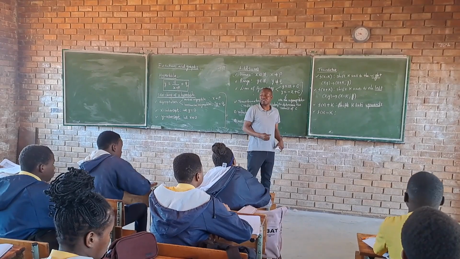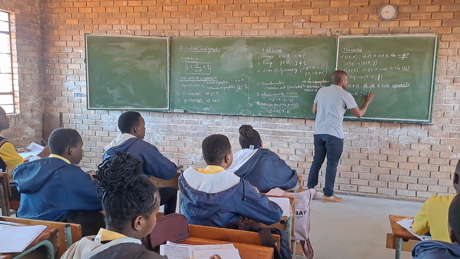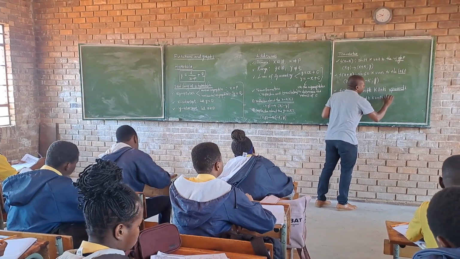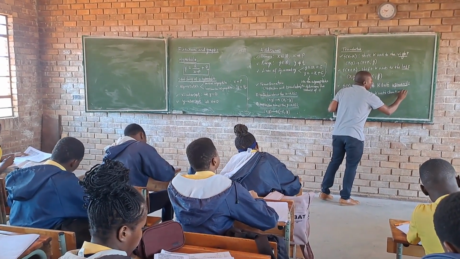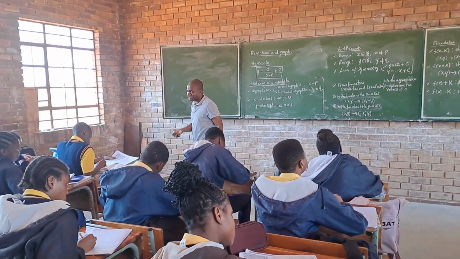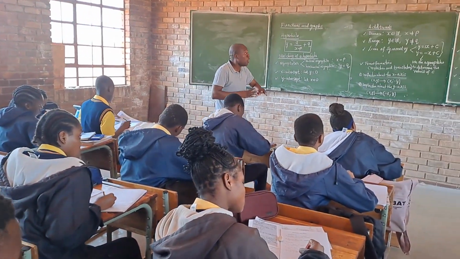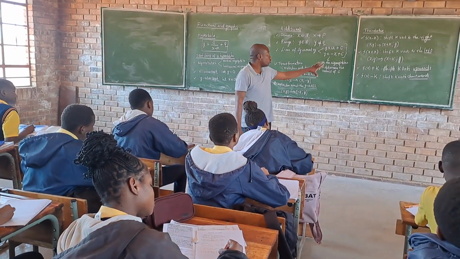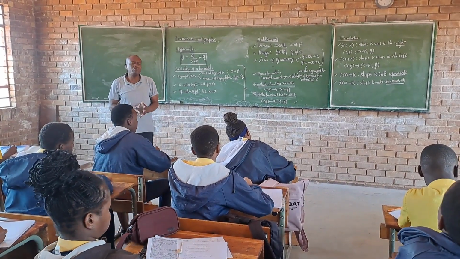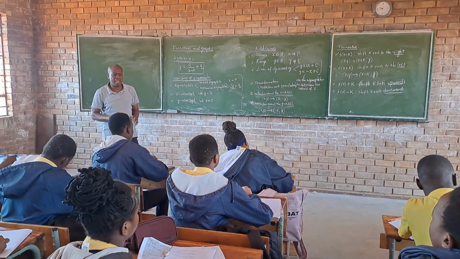Then how about if we have f of x minus k? It's no longer in the bracket, so it's not going to affect x. The graph will shift k units downwards. If you want to enjoy functions and graphs, particularly when dealing with a hyperbola or parabola or any function, you need to understand transformations. Transformations are very important.